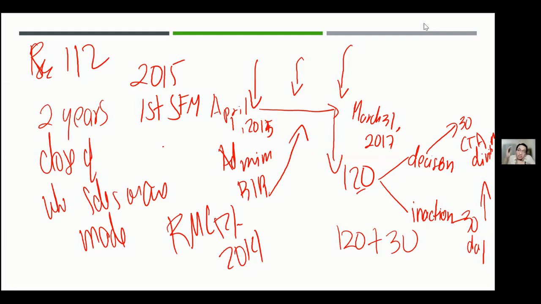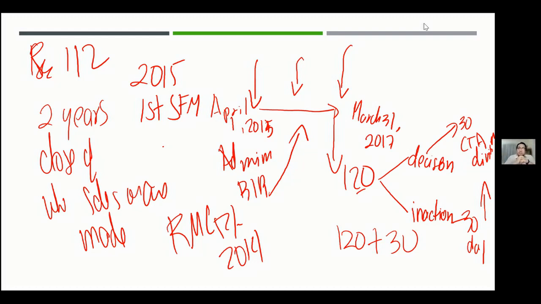Umakyat ka na kagad. I-dismiss namin yan. Wala pa kaming jurisdiction dyan, sabi ng CTA. Premature yung filing mo. Hintayan mong matapos yung 120 days. I-exhaust mo yung remedy mo bago ka umakyat sa amin. Sa loob ng 30 days. Pagkatapos ng 120. Kaya nga 120 plus 30.